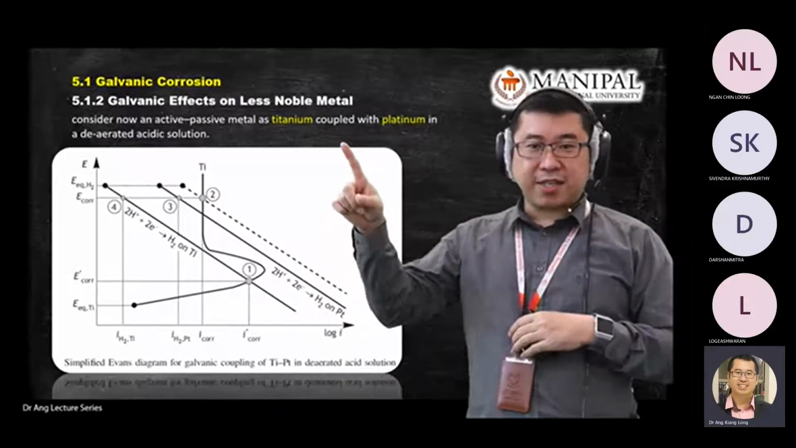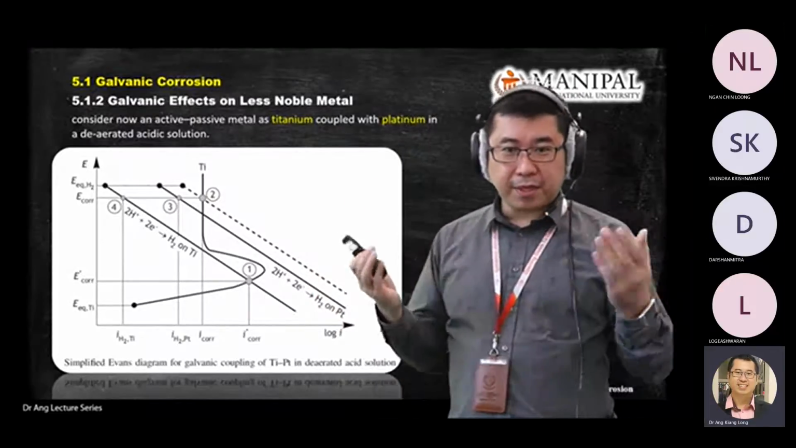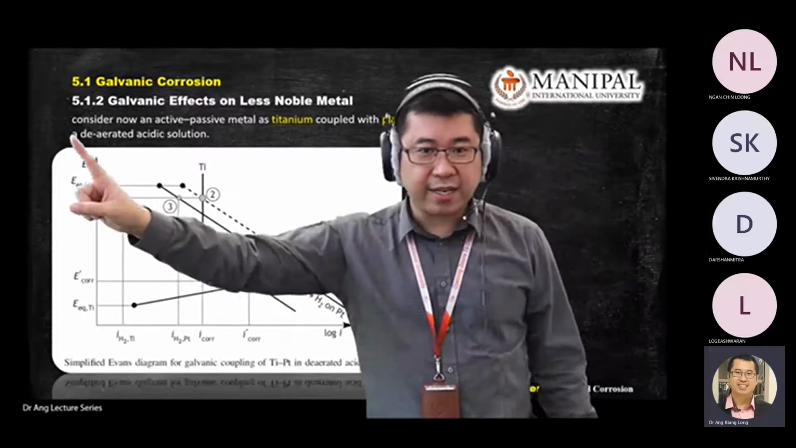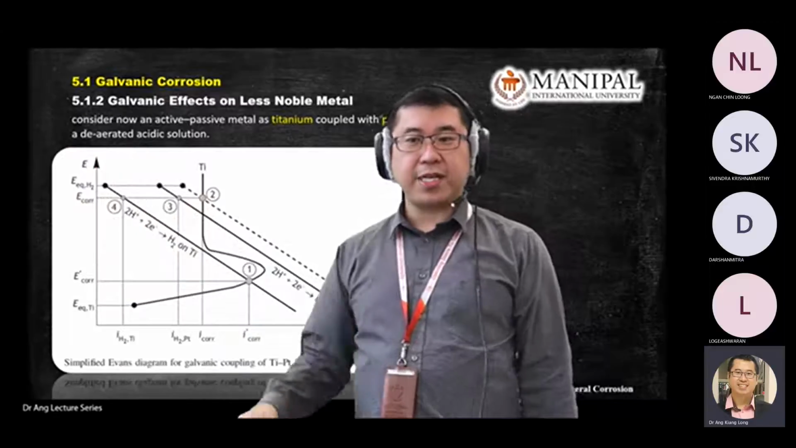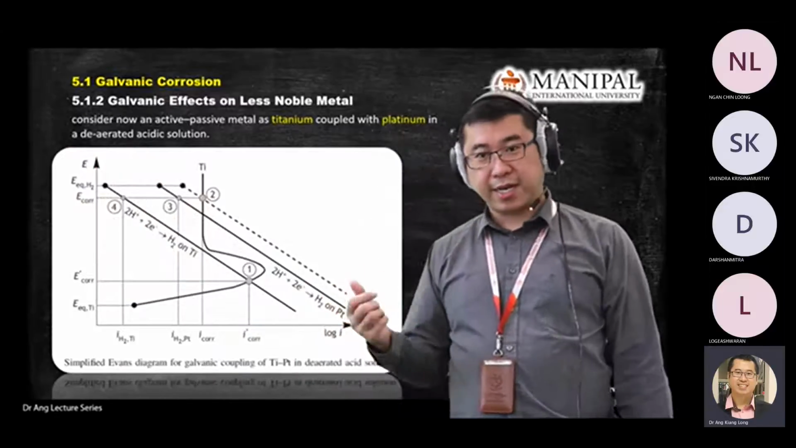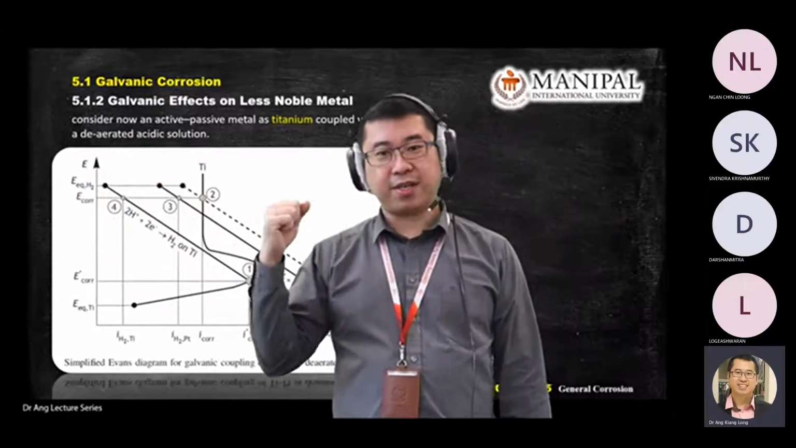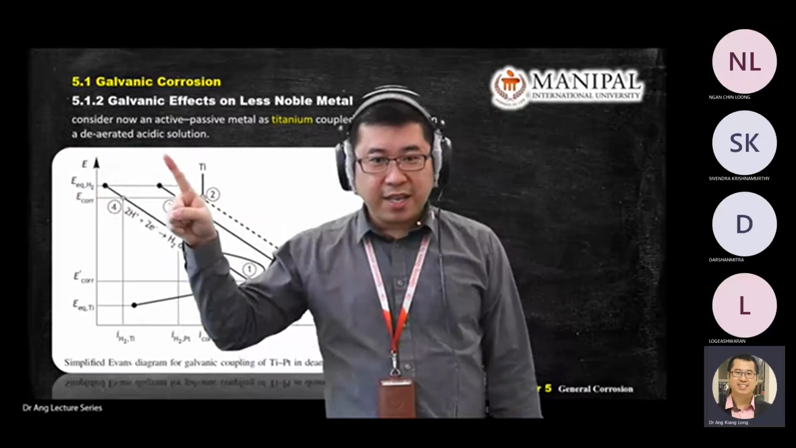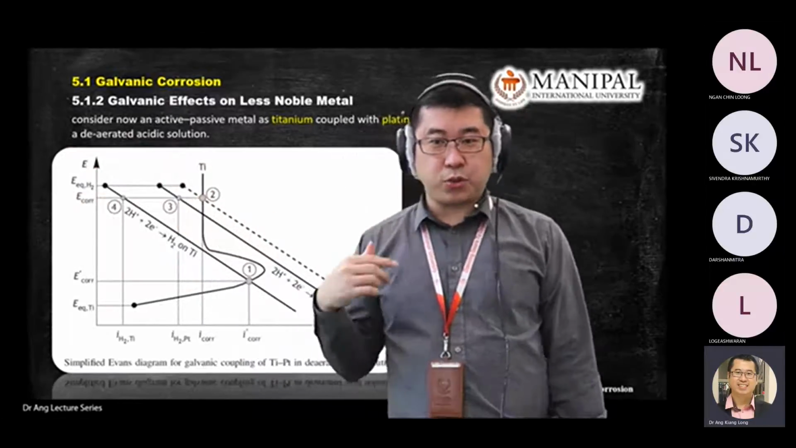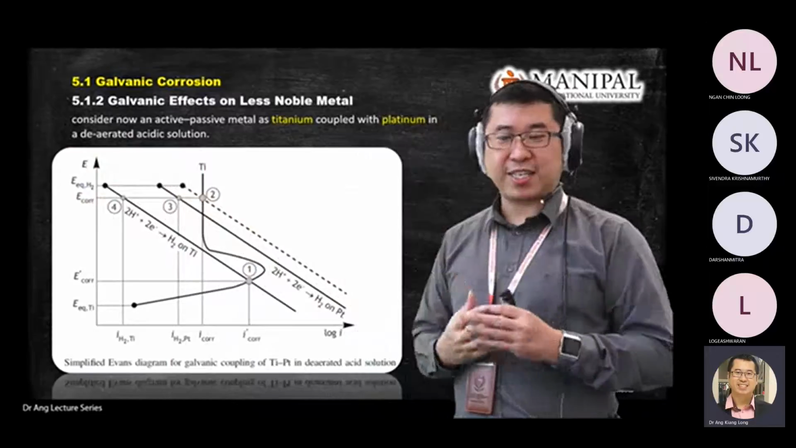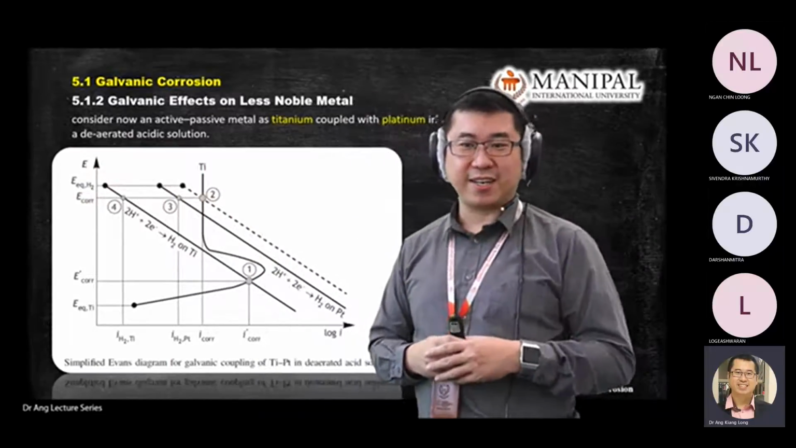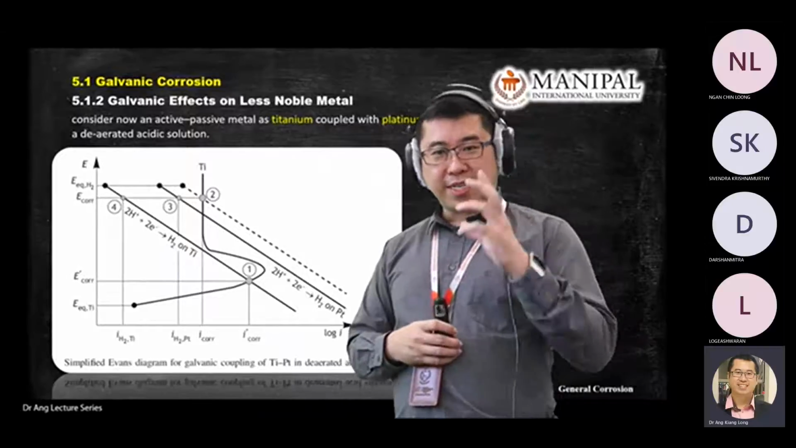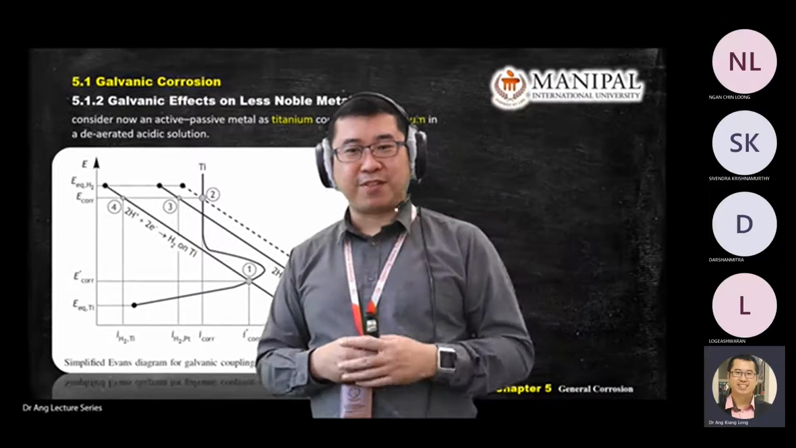So in this case, titanium and platinum meet together and they are in a deaerated acid solution. Deaerated means there is no oxygen inside there. Deaerated means you take out the oxygen. Acidic, again, when you see an acidic solution, you know what the positive charge inside there is already. Okay, so an acidic solution gives you H positive, right?